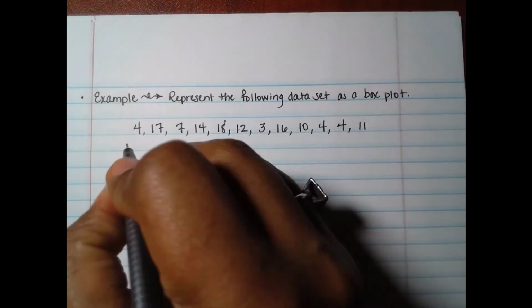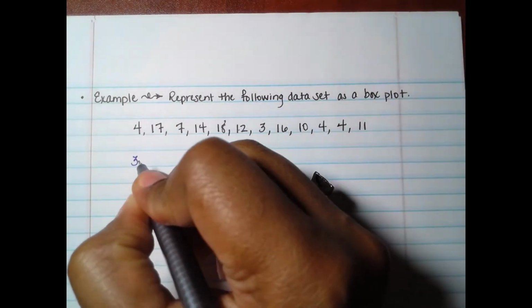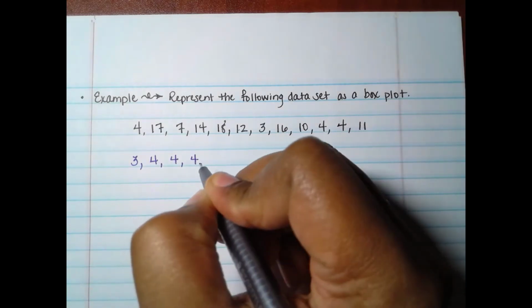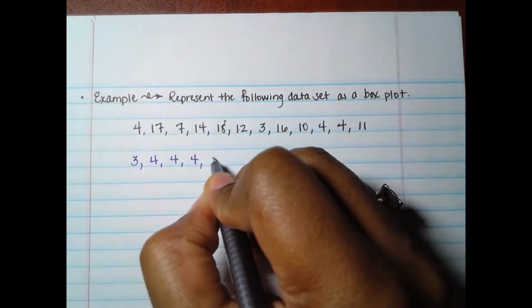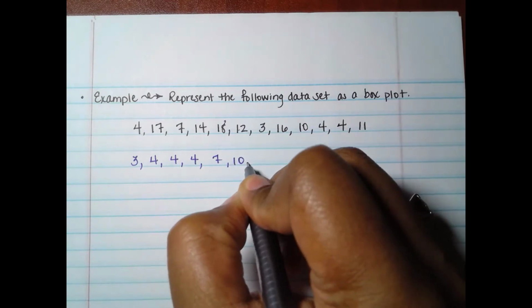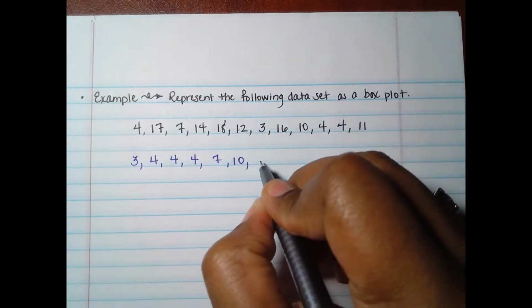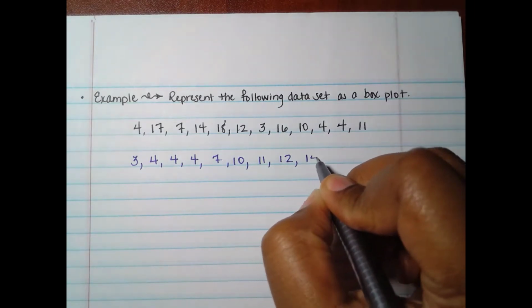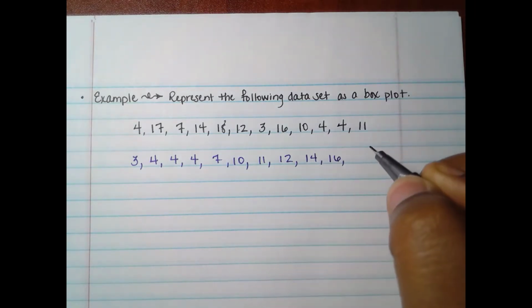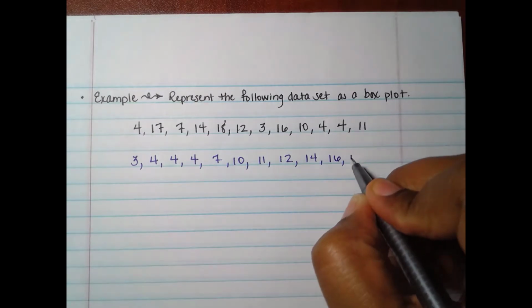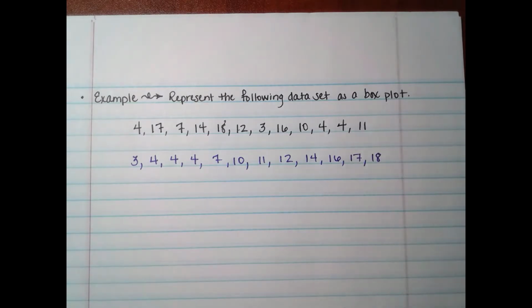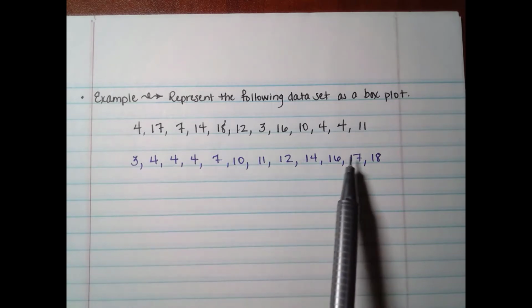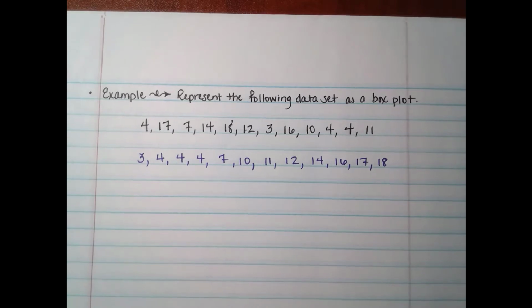3, 4, 4, 4, 7, 10, 11, 12, 14, 16, 17, 18. So making sure 1, 2, 3, 4, 5, 6, 7, 8, 9, 10, 11, 12. So I have 12 numbers.